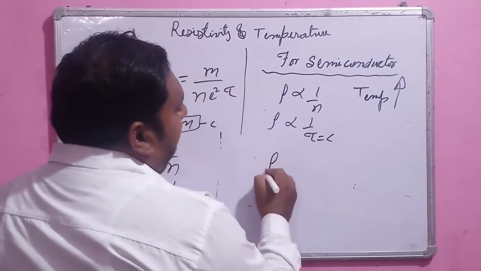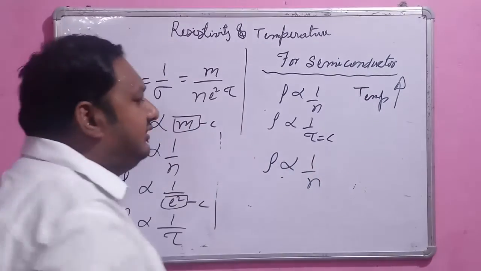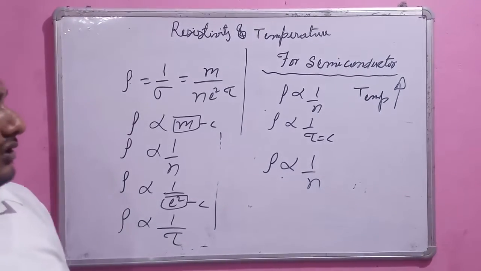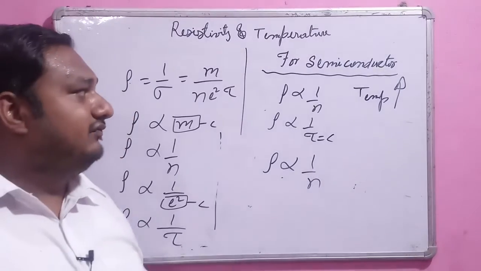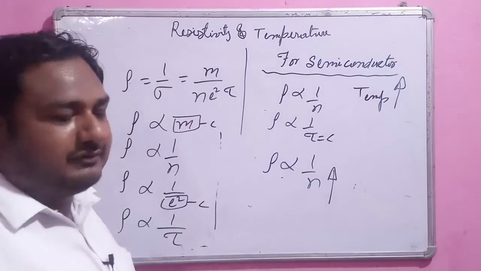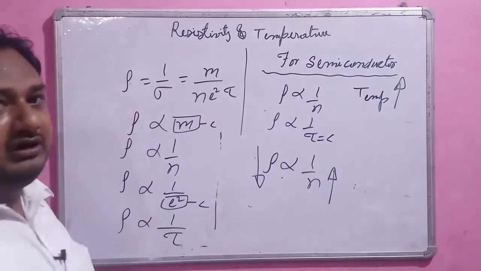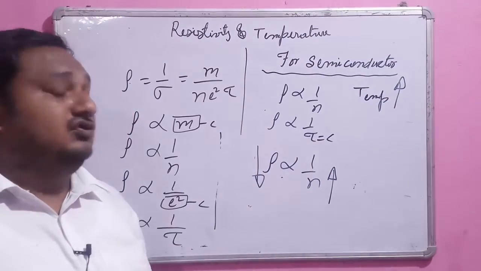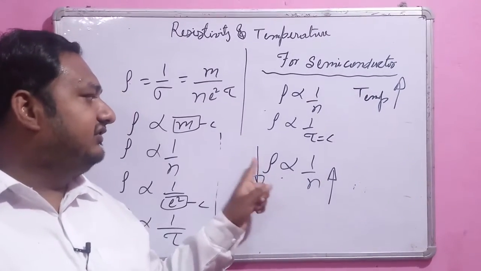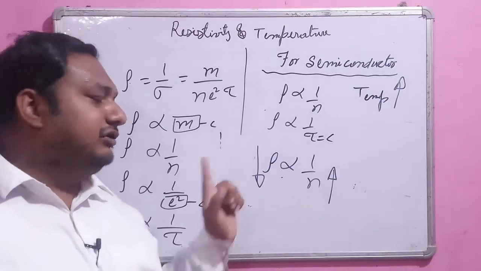So for a semiconductor, the resistivity is inversely proportional to the number density. We are increasing the temperature, so the number density, the number of electrons per unit volume, increases, and they are inversely proportional. So rho will decrease, or the resistivity decreases. So what is the conclusion? With the increase of temperature, the resistivity of a semiconductor decreases.